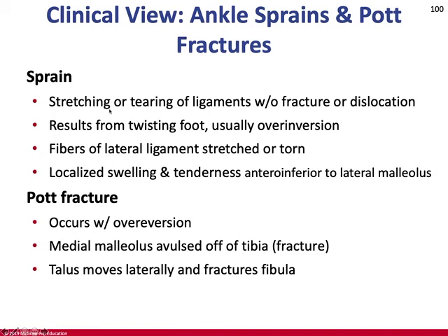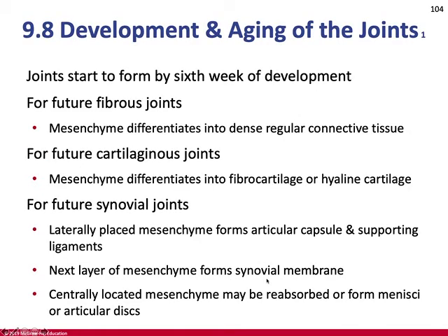Sprains are defined as stretching or tearing of ligaments without fracture or dislocation, resulting from things like twisting the foot or over-inversion. Fibers of lateral ligaments can be stretched or torn, and you get swelling and tenderness anterior-inferior to the lateral malleolus. A Pott's fracture can occur with over-eversion, where the medial malleolus is torn off the tibia, and that's called an avulsion. It's a very damaging injury. The talus moves laterally and fractures the fibula in addition. Okay? As we age, our joints do not improve, unfortunately.